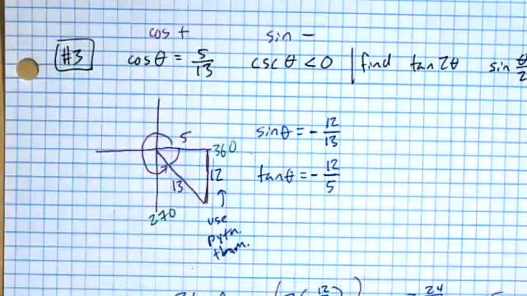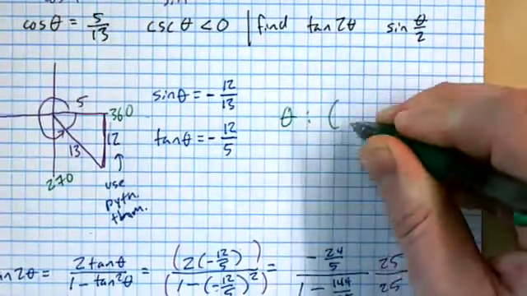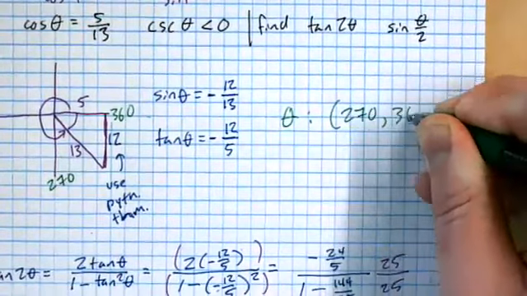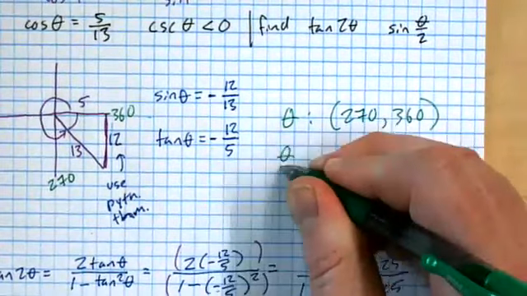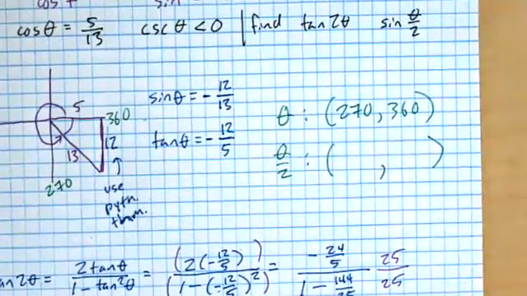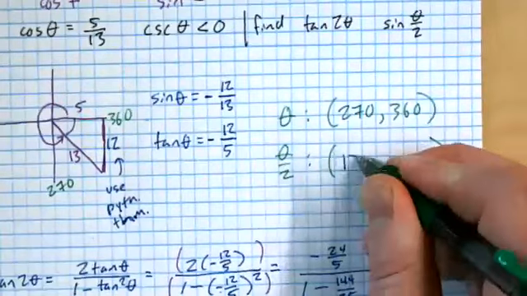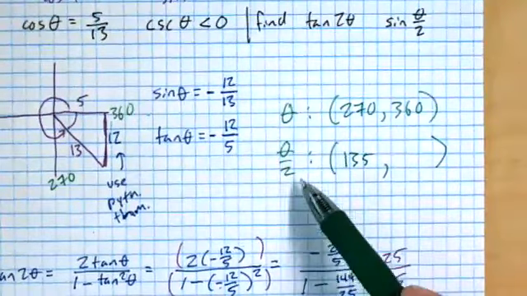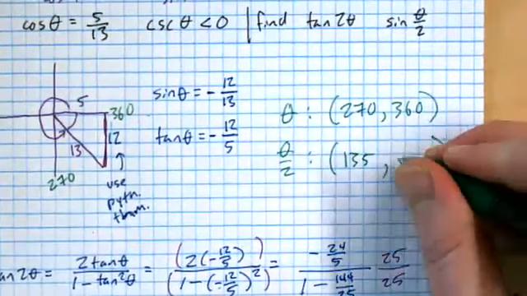Agreed? All right, so I want you to think through this with me. Theta is somewhere between 270 and 360. So then where would theta over 2 be? Smallest theta could be is 270. What's the smallest that half of theta could be? It would be half of 270, right? Which is 135. And what's the biggest theta over 2 could be? Well, it's going to be half of 360, which is 180, right?